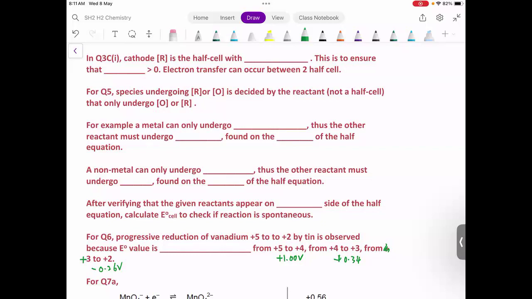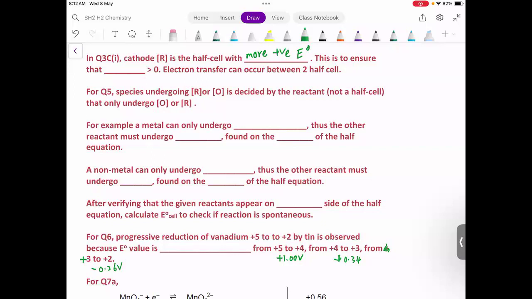The one with the more positive value. I prefer to use the words more positive instead of just greater value or smaller value, because the value comes with a positive or negative sign. It will be clearer if we refer to it as being a more positive E0 value. Remember our standard electrode potential is by default a reduction process. So the one with a more positive E0 value will naturally be the cathode because it has a higher tendency to undergo reduction.